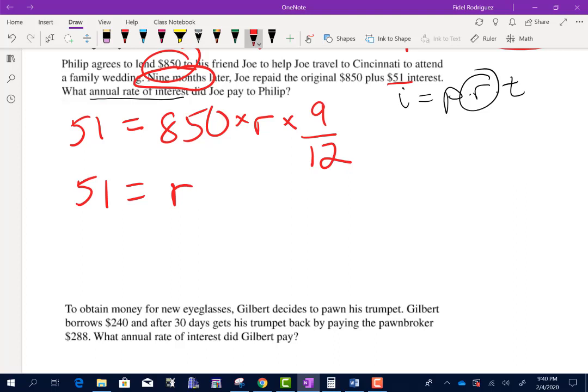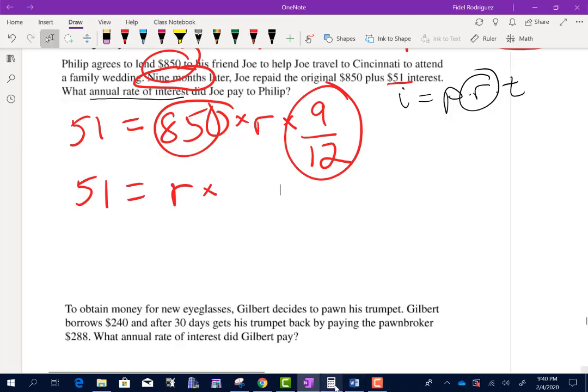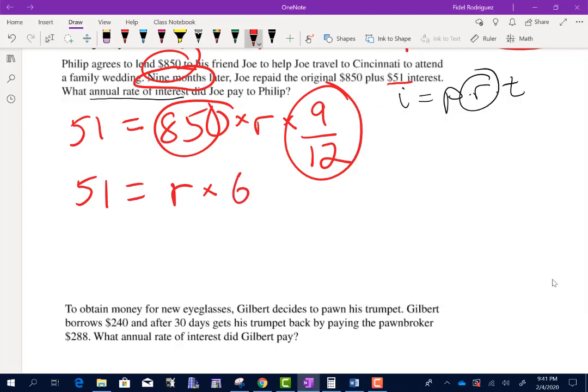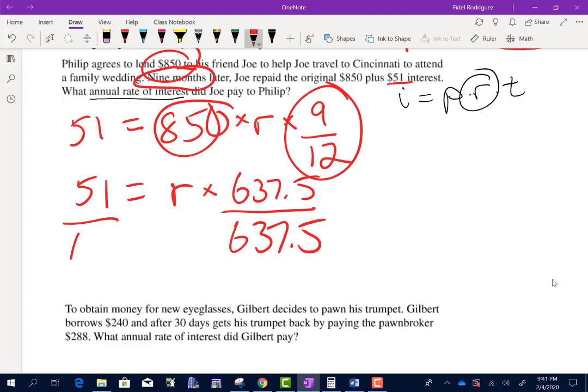So the first thing I'm going to do, I'm going to leave the R alone. I'm going to multiply this and that together. So let me take my calculator, 850 times 9, divided by 12. Okay, 637.5. Now we're going to divide by that same number on both sides.